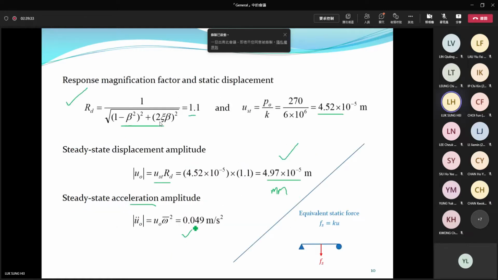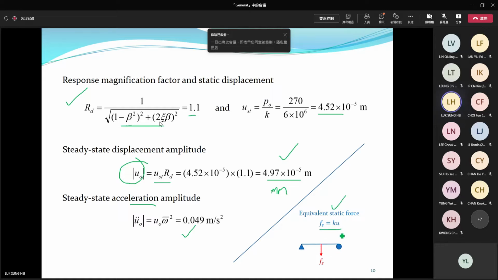Around 0.049 meter per second squared. Okay, this is the answer for this Example 1: how to apply our steady state displacement equation for beam problems. Some discussions: once you know the displacement for these structures, you can evaluate the equivalent static force, Fs.